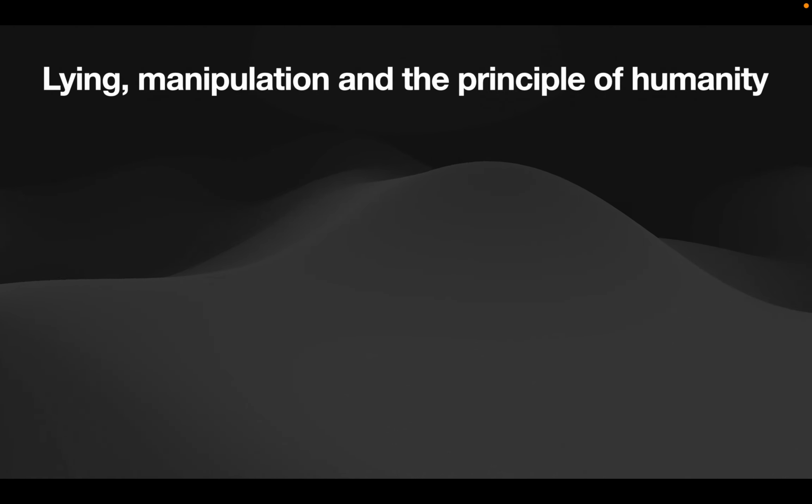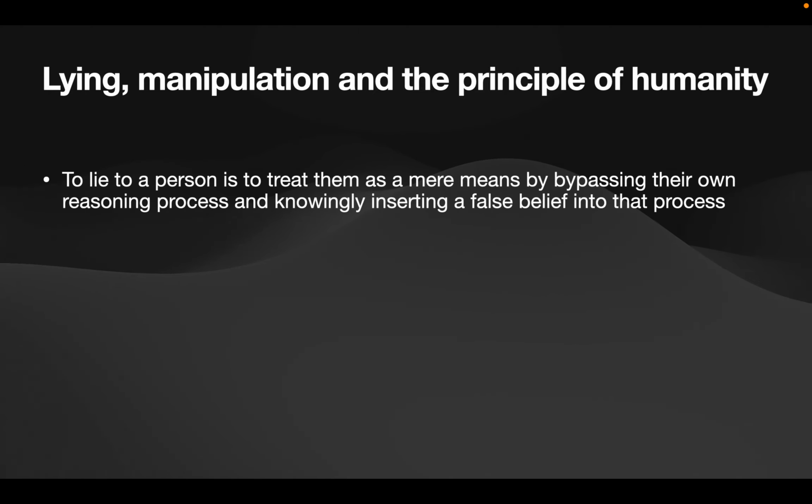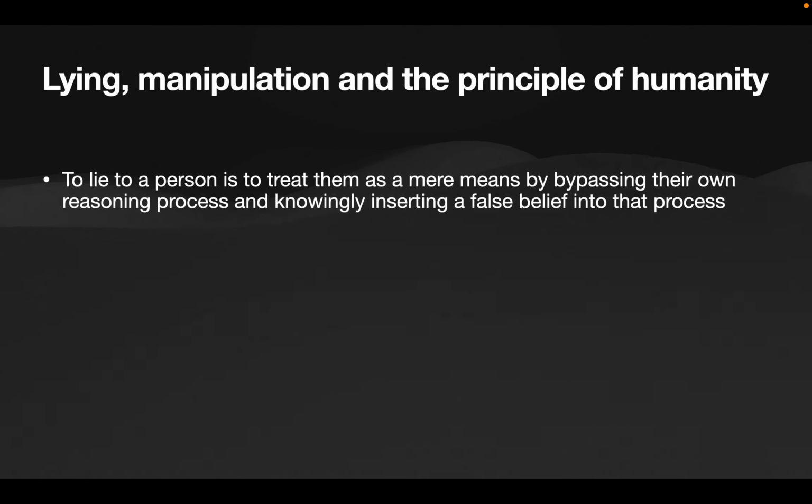So lying and manipulation of any sort is always going to be ruled out by the principle of humanity as morally impermissible, right? That's because lying to a person is treating them as a mere means. Why? Well, because you're bypassing their own reasoning process, which involves their own beliefs, their own desires, their own values, right? And I'm knowingly inserting a false belief into that process in the hopes of getting them to act differently, right?